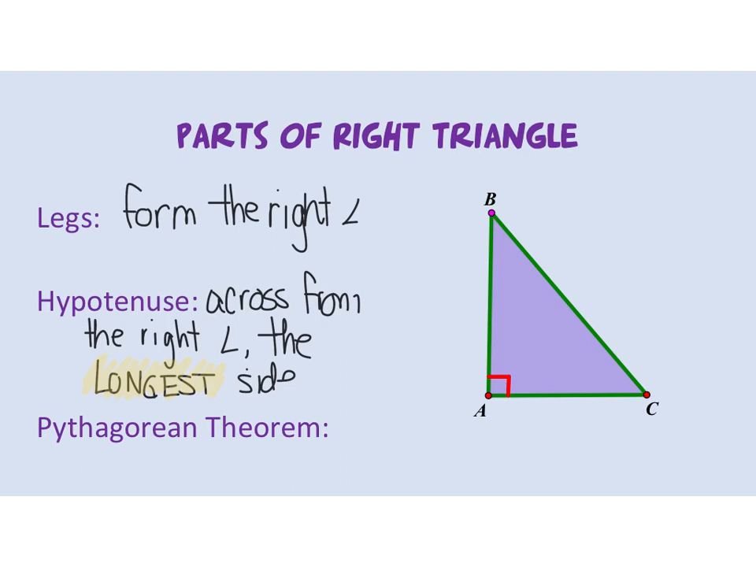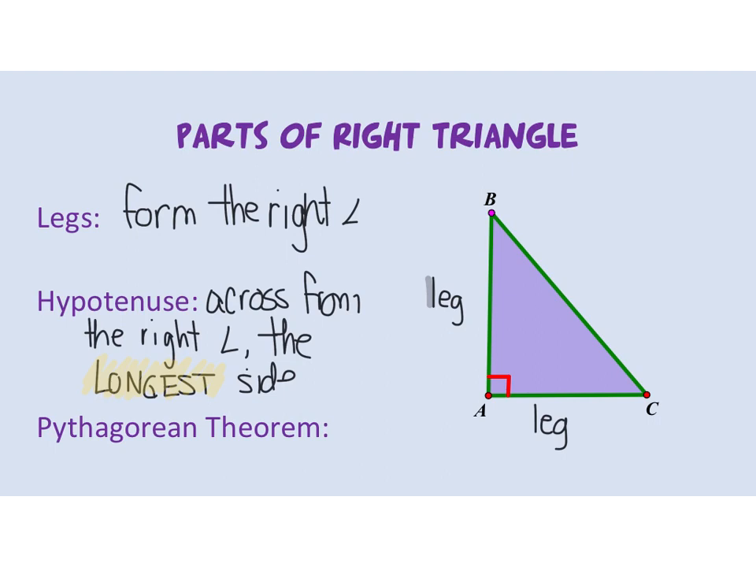Okay, let's now talk about the parts of a right triangle. A right triangle also has legs. They're not necessarily congruent. They could be if you have an isosceles right triangle. But the legs are the two sides that come together and form the right angle.